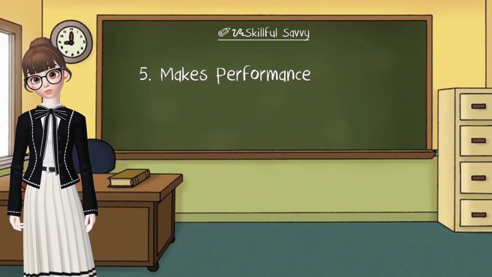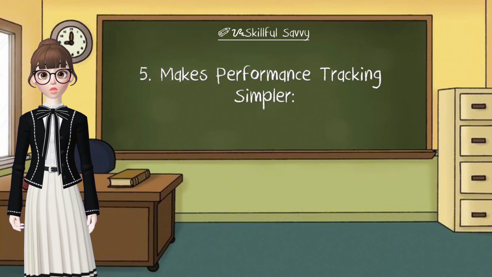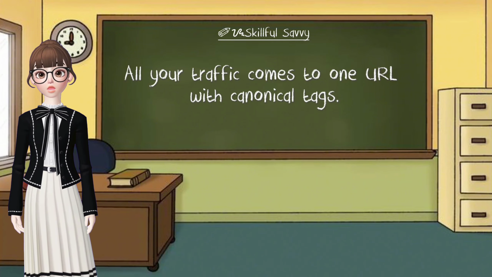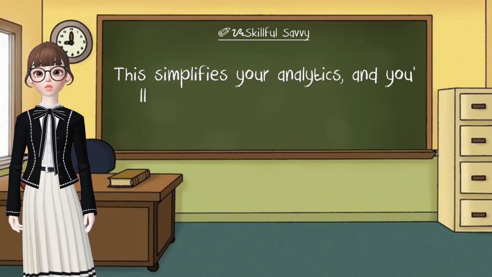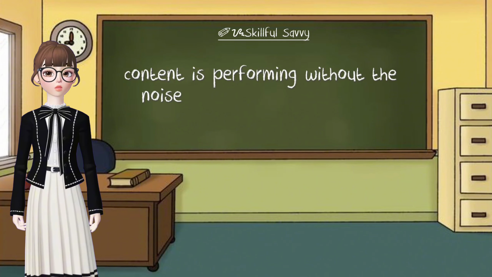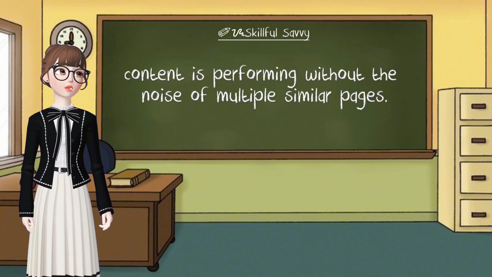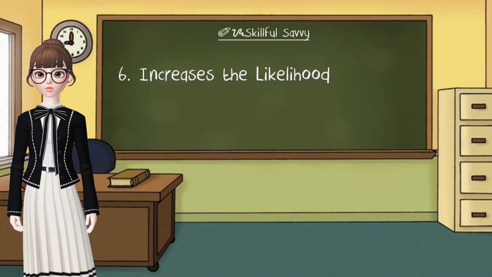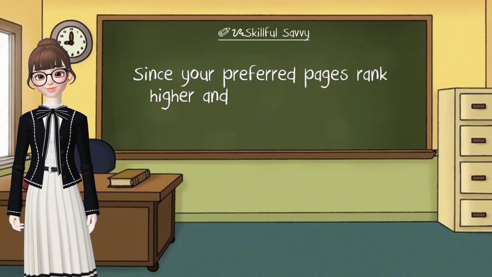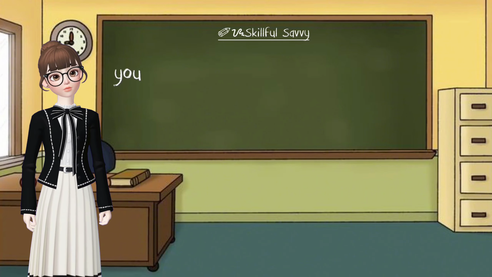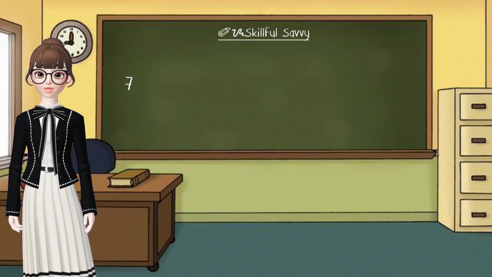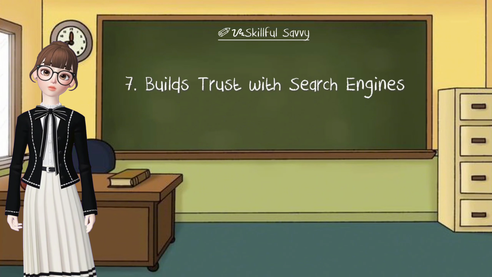5. Makes performance tracking simpler. All your traffic comes to one URL with canonical tags. This simplifies your analytics, and you'll be able to see how well your content is performing without the noise of multiple similar pages. 6. Increases the likelihood of more visitors. Since your preferred pages rank higher and are easier to find, you are likely to attract more visitors from search engines.